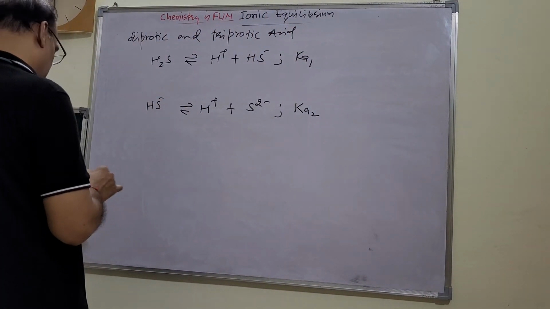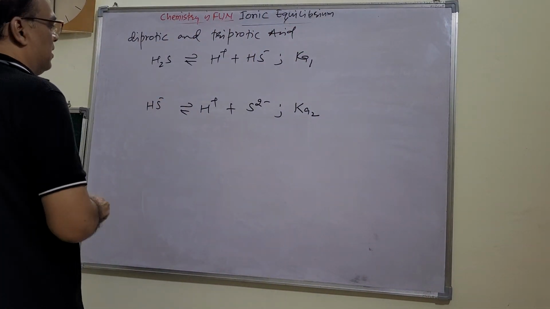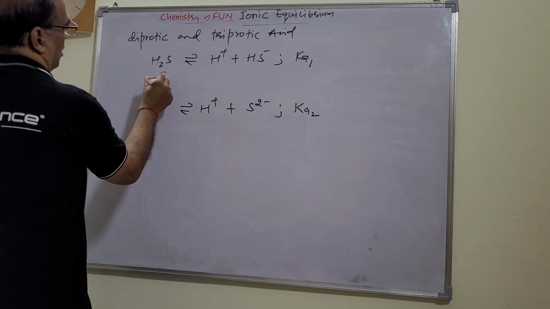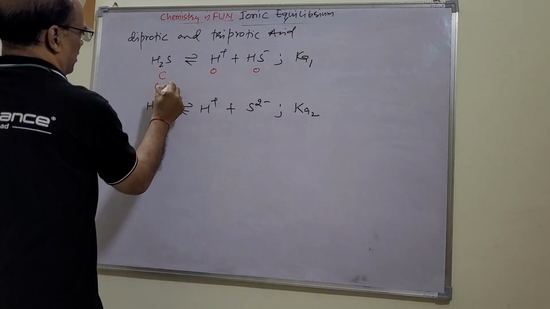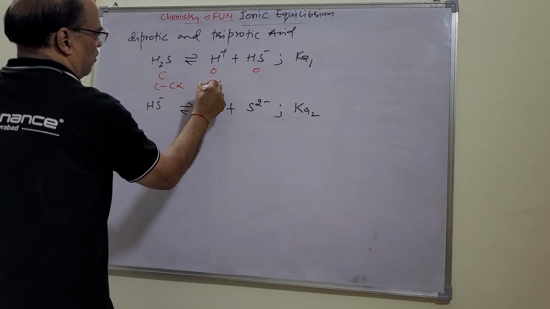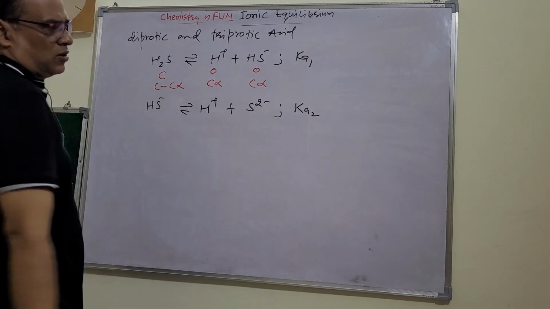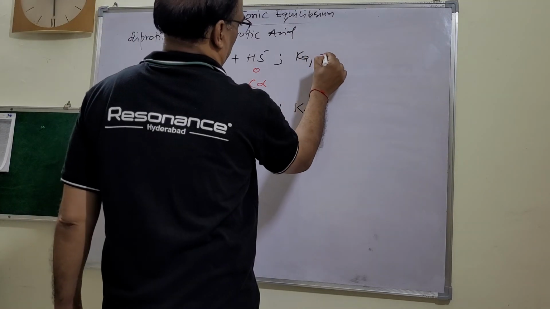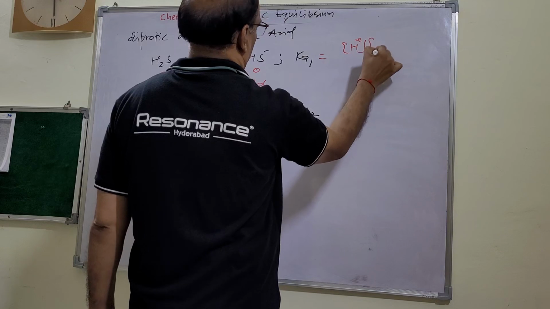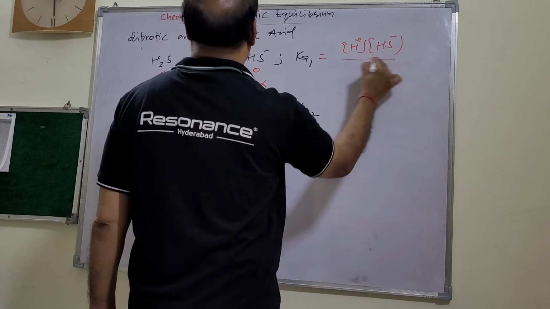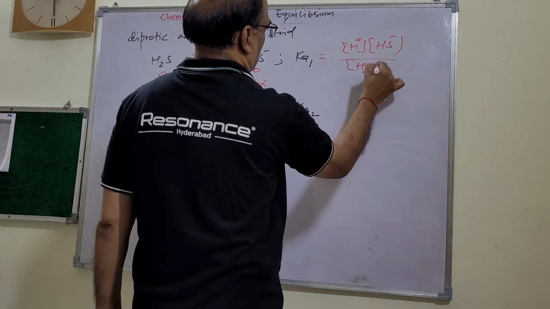So here the treatment is different. How the treatment is different, I will tell you. Say the initial concentration is C, 0, 0, then C minus C alpha, C alpha, C alpha. For this we can write Ka1. Ka1 is equal to what? The concentration of H ion times the concentration of HS minus over the concentration of H2S.